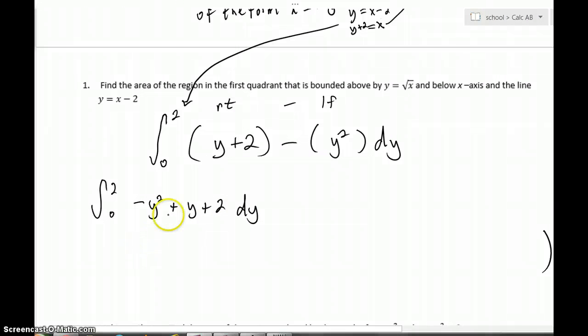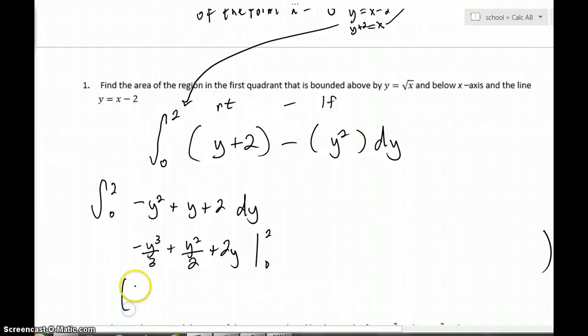Just finishing this problem up, let's quickly use our fundamental theorem. Bump our power up 1 and divide by that new power. Here we'd get y squared all over 2, and this would be 2y. And I'm going to evaluate that between 2 and 0. Well, finishing this off, we could say negative 2 to the third all over 3 plus 2 squared all over 2 plus 2 times 2. And then we could say subtract.